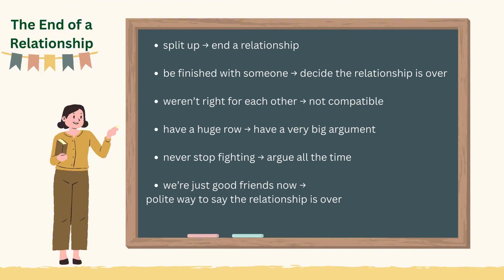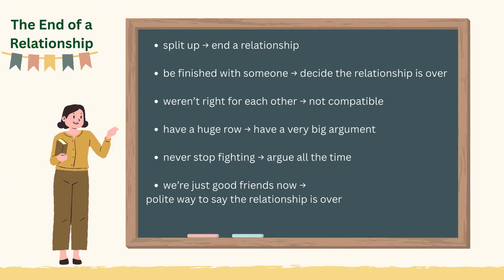To split up means two people decide not to be together anymore. If someone says, "I'm finished with him or her," it means the decision is final. "We weren't right for each other" is a soft, polite explanation. Very common when people don't want drama. To have a huge row means a very serious argument, often emotional and public.